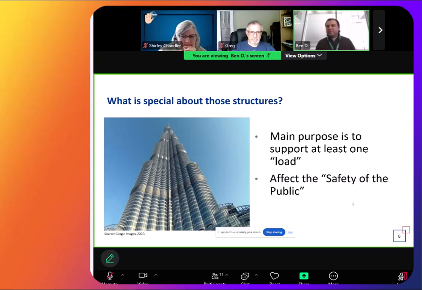And the main purpose of a structure is to support at least one load. And load is basically any force or any pressure. And oftentimes, engineers are brought in to protect the safety of the public. And these structures do affect the safety of the public because they're the users.